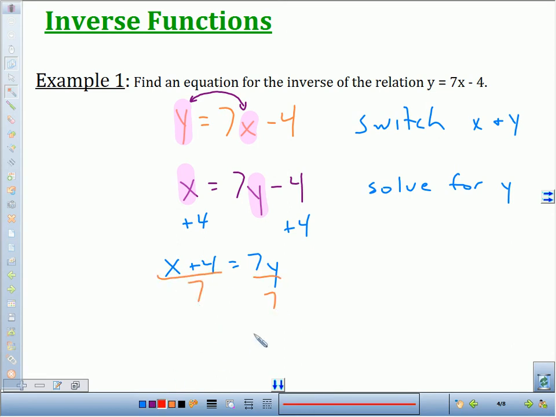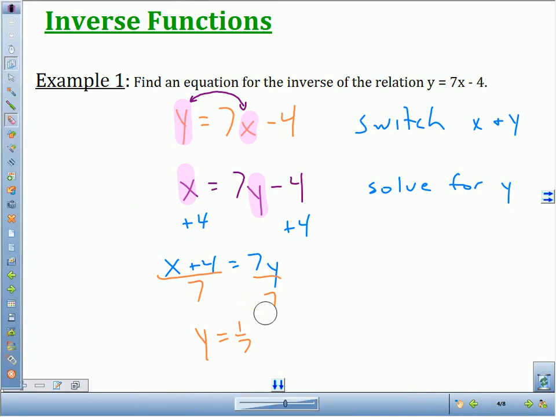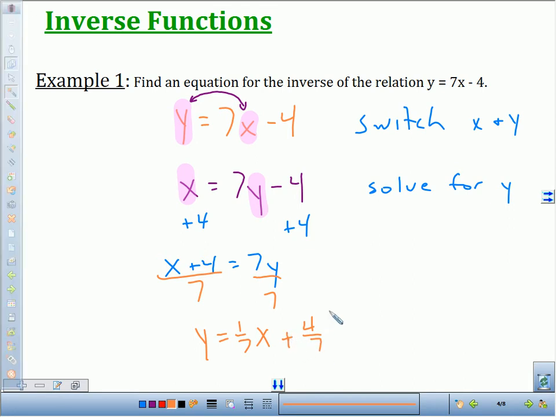And I get y equals, I'm going to flip it around here, y equals 1 over 7x. I'll make that look a little bit nicer here. y equals 1/7 x. Right? x divided by 7 is 1/7 x, plus 4 over 7. This is my inverse relation. y equals 1 over 7x plus 4 over 7. Done.